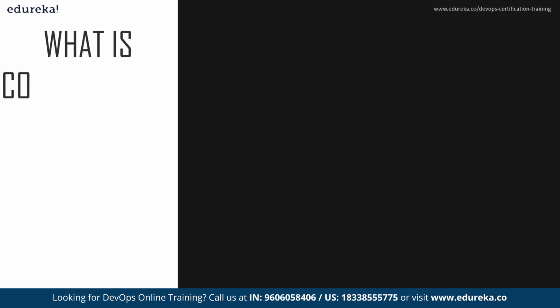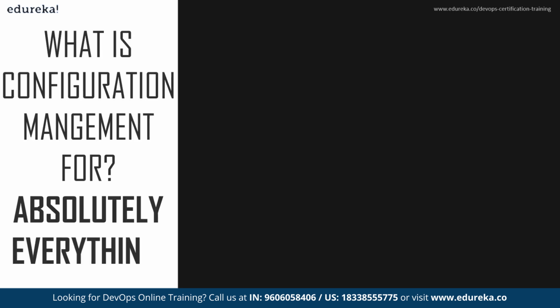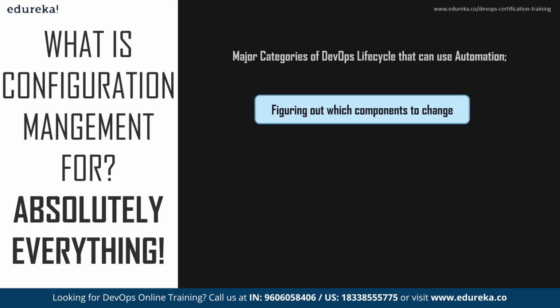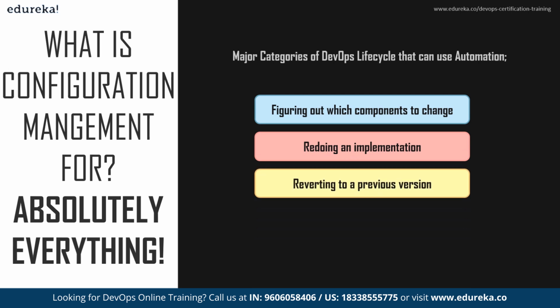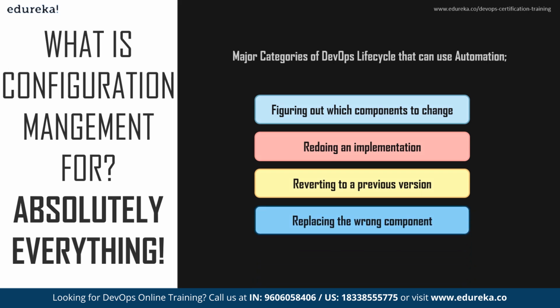So with configuration management, you overcome the following challenges. You figure out which components to change and when the requirement changes. You also redo an implementation because the requirements have changed since the last implementation. You can also revert to a previous version of the component if you have replaced it with new but flawed versions. And finally, you can replace the wrong component just in case you couldn't accurately determine which components needed replacing.